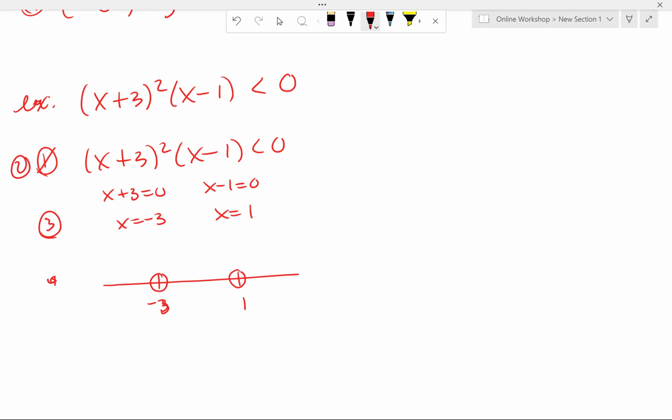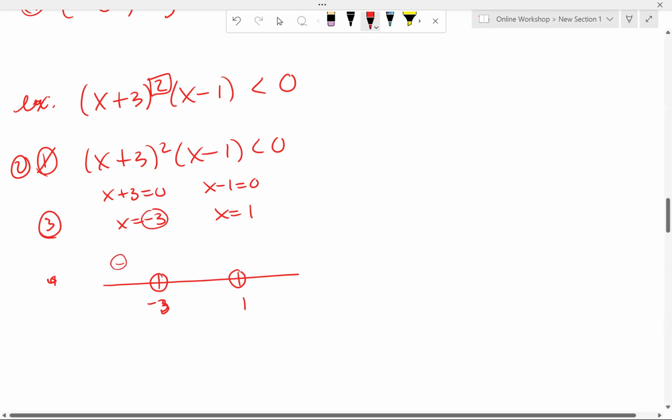But now this time I have to be careful because the signs will not alternate because I have an even power on my factor of x plus 3. That's an even multiplicity. So that means at the critical point -3, the number line will not change signs. It will either be negative on both sides or positive on both sides.